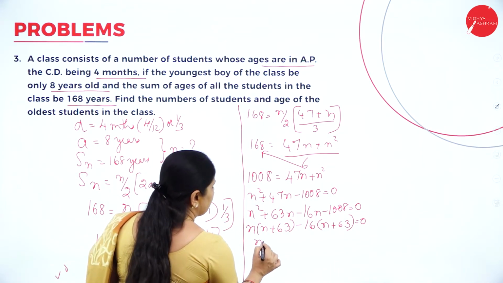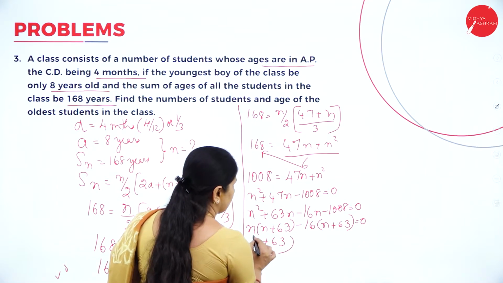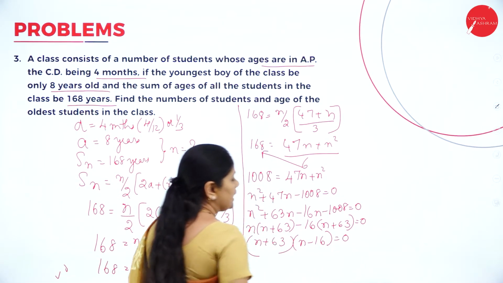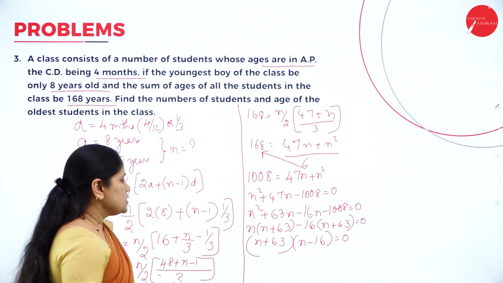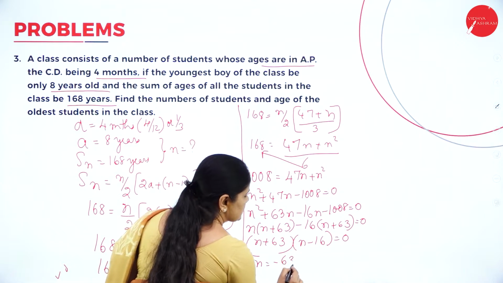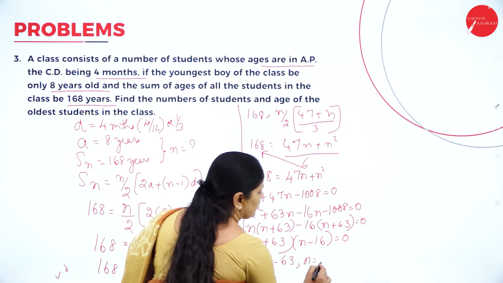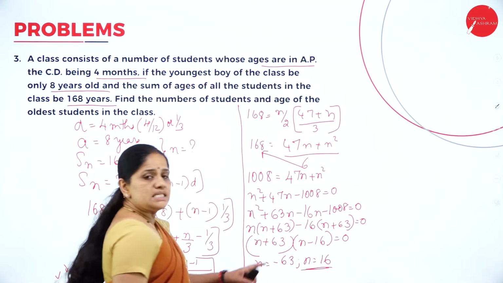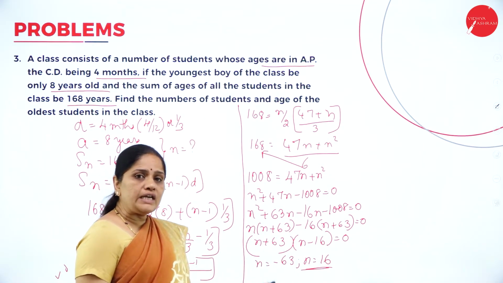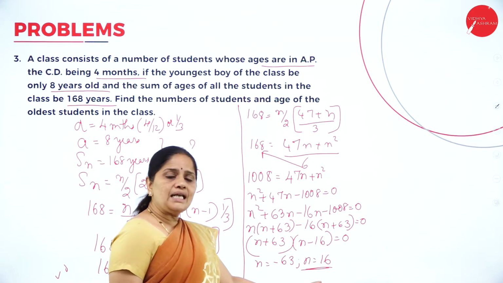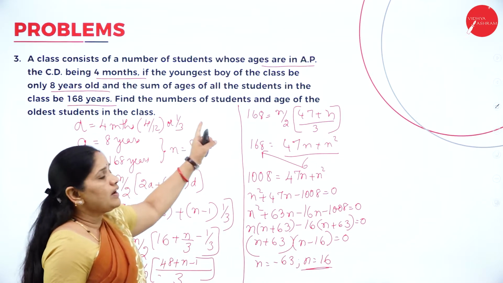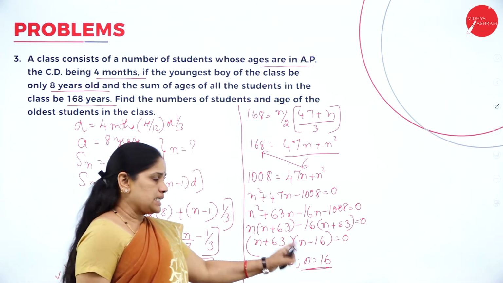Now n plus 63 and n minus 16 equals 0. So n equals minus 63 or n equals 16. But since n is negative in this minus 63, we don't consider it. So n equals 16 is the right answer. So the number of students in the class is 16.